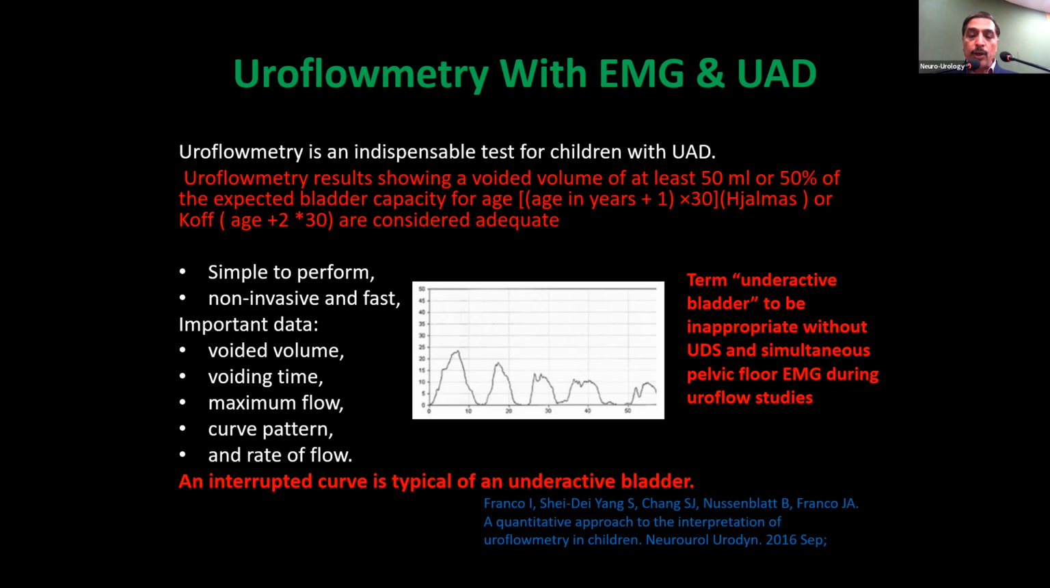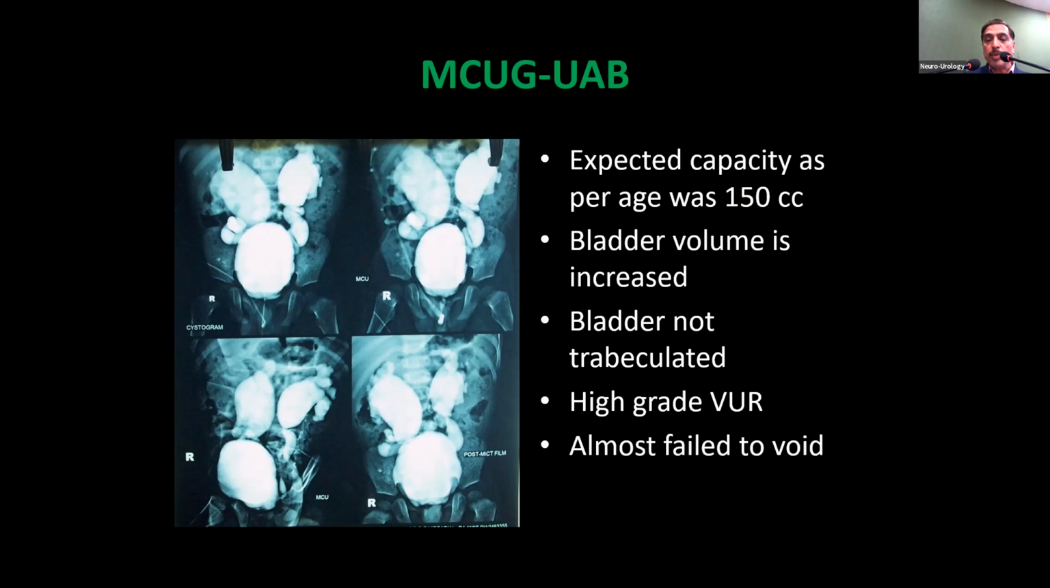And we'll not go much in detail about the UDS, but without doing UDS, it is very difficult to give the diagnosis of underactive bladder. So this is the classical MCUG which I see in my practice, that expected capacity in this particular patient was of around 150 cc.